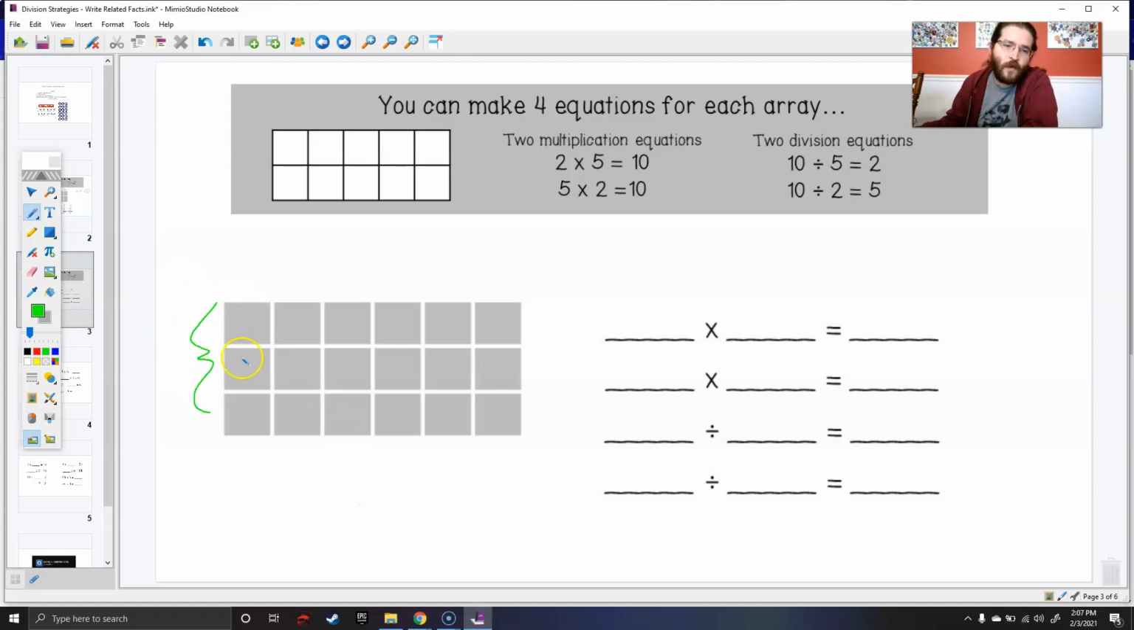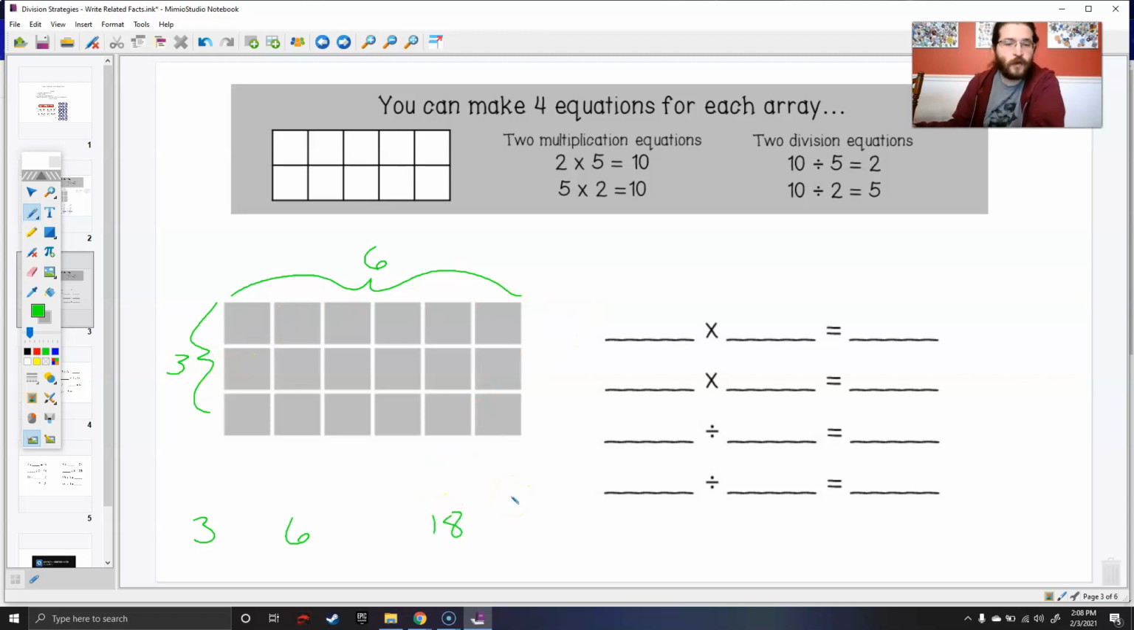So we have 1, 2, 3. 3 rows. It's going to be our first number. We have 1, 2, 3, 4, 5, 6. So 6 is going to be our second number. All right. And then our total number, we can multiply this. So that's going to give us 18.